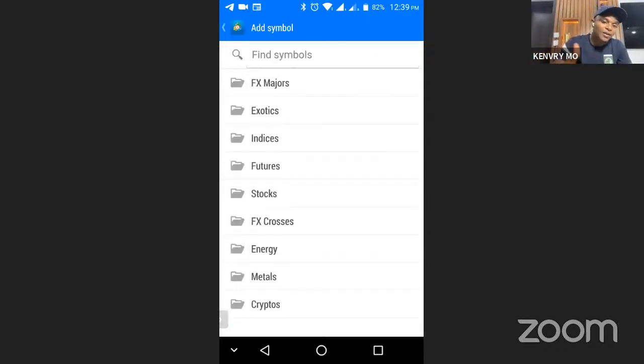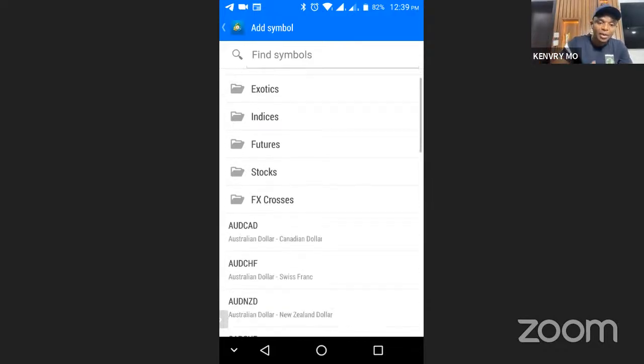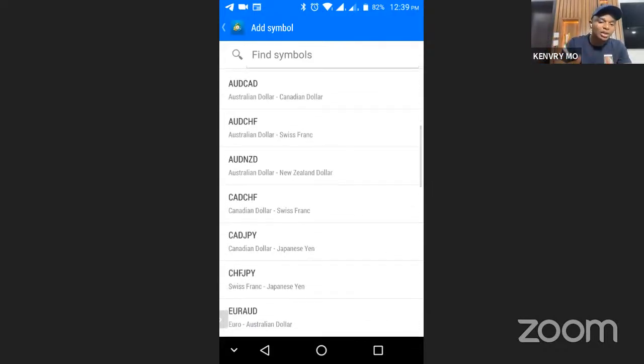All right, so there's Forex Major, there's Exotic. Anything you want to trade, like if you go to Forex Crosses, click on Forex Crosses. There are pairs that are there. If you click on any you need, just click on it to add it. If you just tap on it, it's going to add it. All right. That's it.